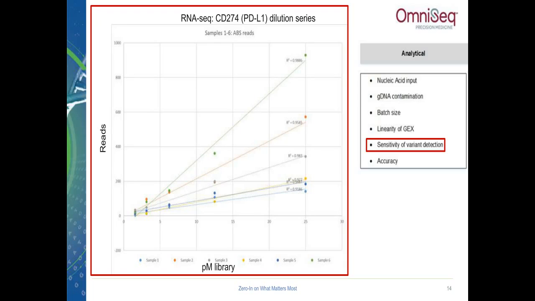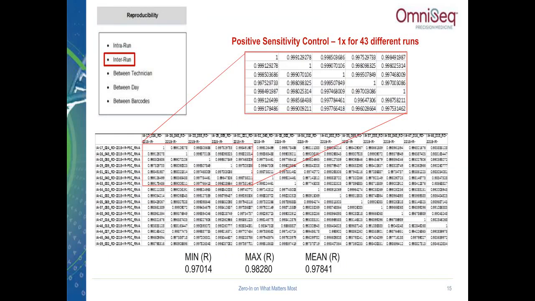We're moving on into reproducibility. Anytime we do assay development at our site, we always have a positive sensitivity control, and we make sure we run that positive sensitivity control in every run. So for our positive sensitivity control, we experimented with many different cell lines to find one that highly expressed the majority of the genes that are in this panel.